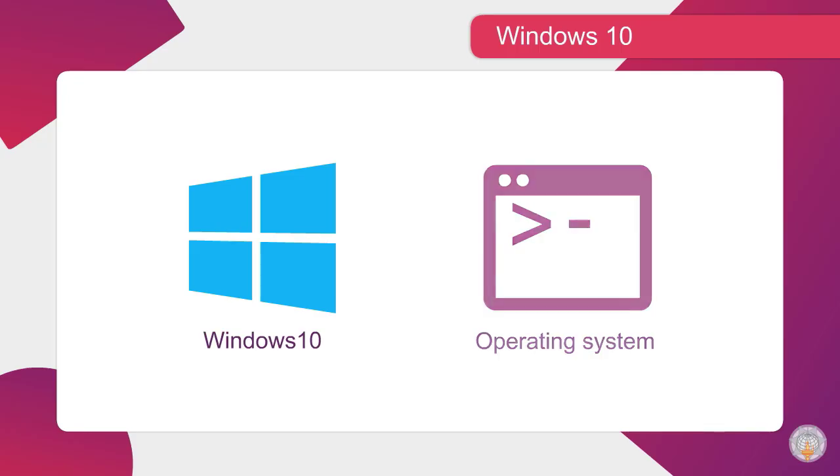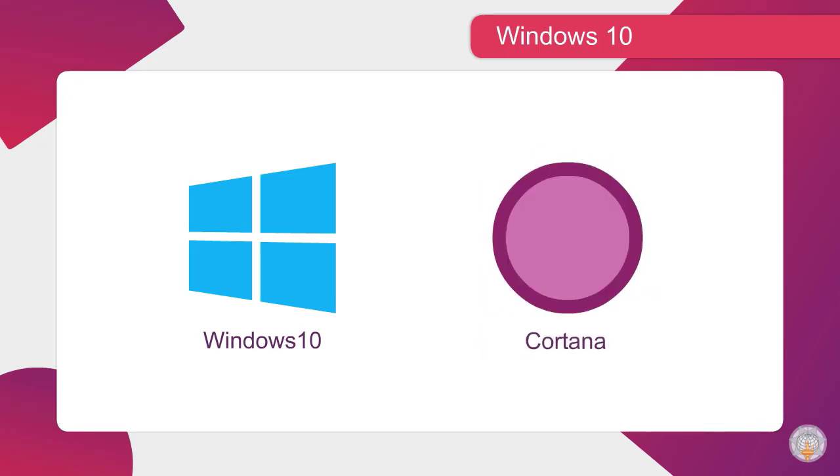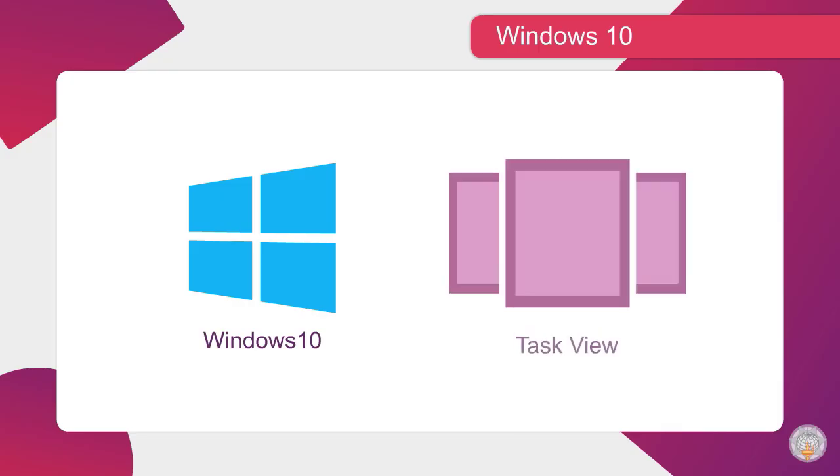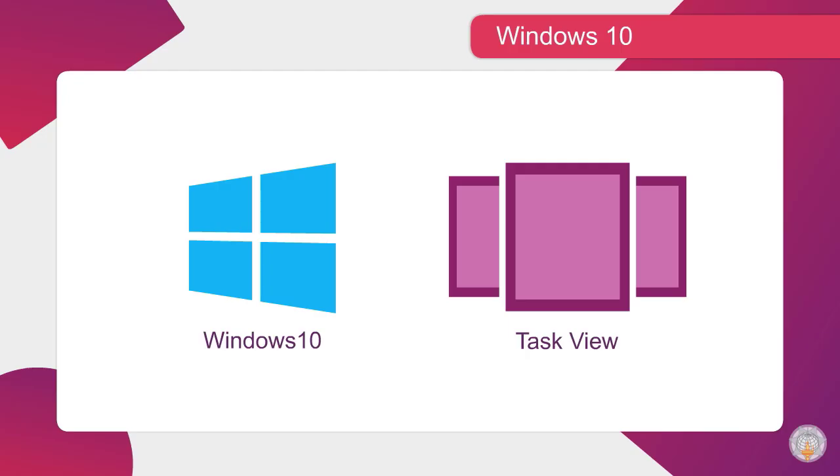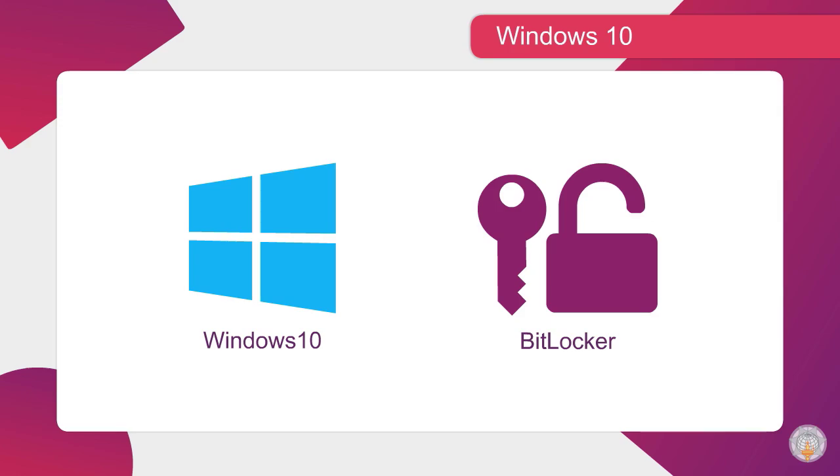Cortana has an integrated search feature which makes it very easy to search for a resource or a subject on a local computer as well as the web. The Task View feature helps you switch between different virtual desktops. Windows 10 also offers better data protection through improved BitLocker encryption.